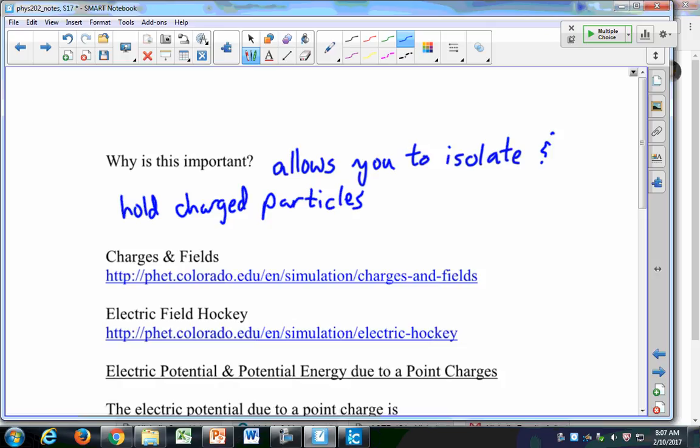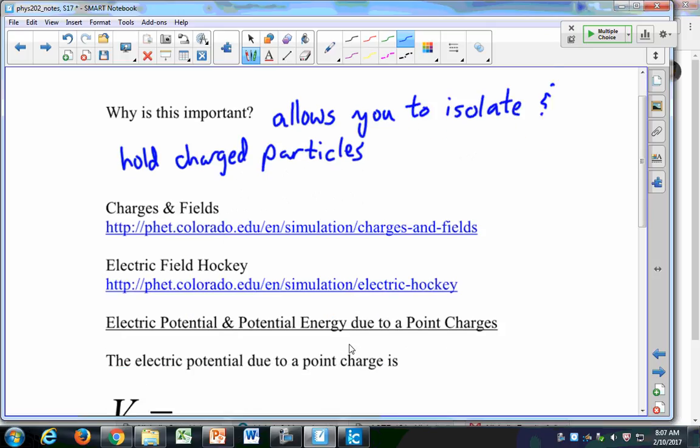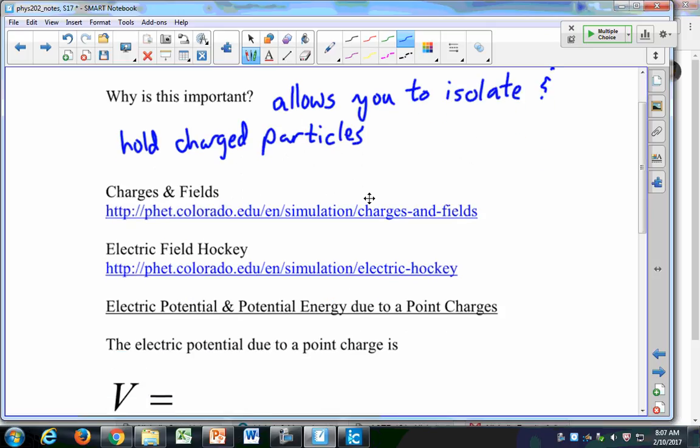All right, let's see. Here are some. We did these simulations in the lab. Most or all of you are in the lab, I think. But if you want to practice with some of these, you can look at the different field configurations, and you can play electric field hockey if you forgot what the website is.